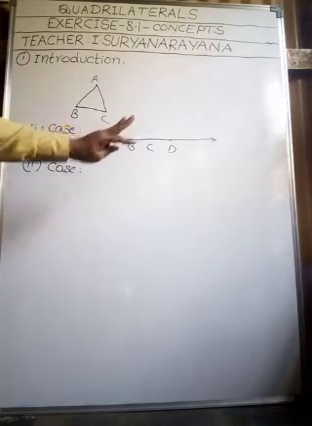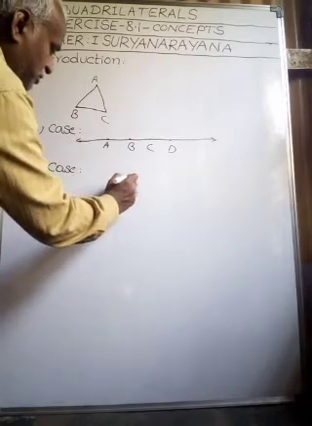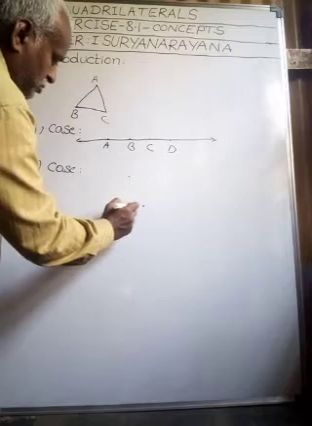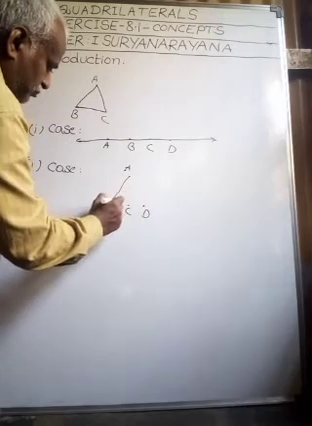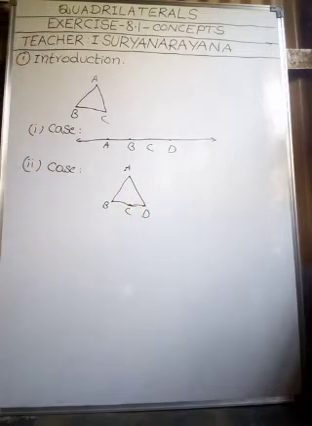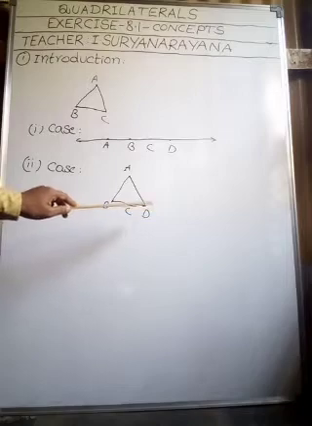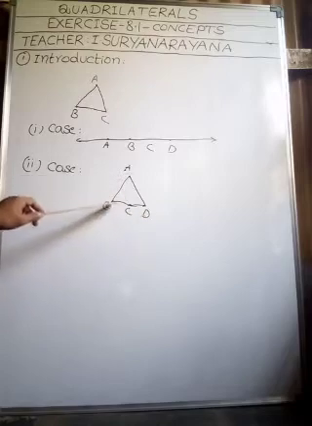Now come to case 2. Out of these four points, if any three points are collinear, like this. See here, these three points are collinear. Out of these four points, three points are taken as collinear points. In this case, we get a triangle. This is the second case.